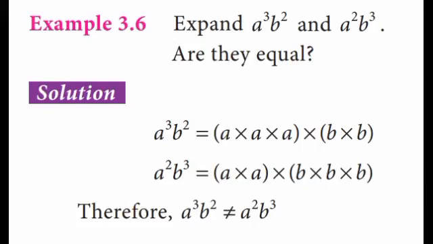Example 3.6. Expand a cube b square and a square b cube. Are they equal? See the solution. a cube b square means a 3 times and b 2 times. a square b cube means a 2 times, b 3 times. Is it equal? No. Both are not equal. That's what we can write: a cube b square is not equal to a square b cube.